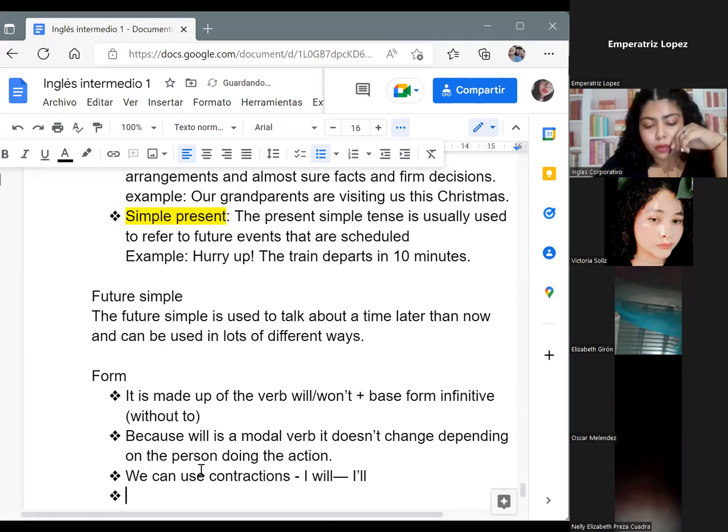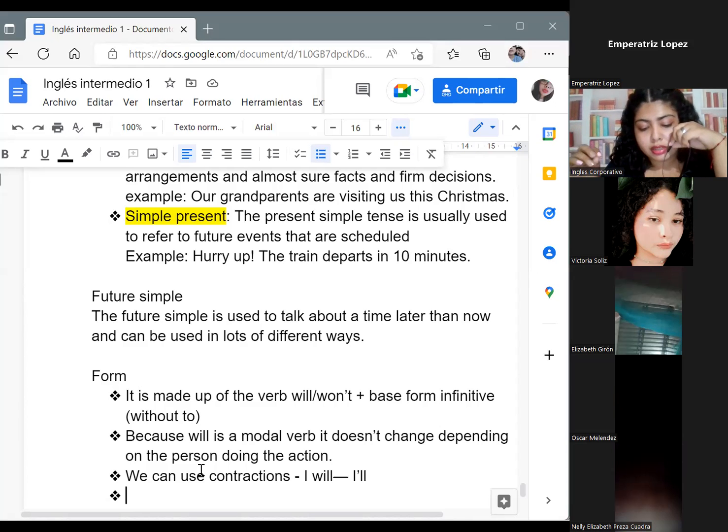Then in the negative form, we can also use will not for more emphasis, or we can use won't, which is also the contraction, or will not. So it depends on the way that you want to say things.